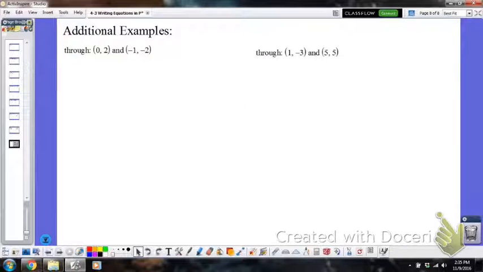Here are a couple more problems to help us get better with this. So what I want you to do, I want you to try this by yourself. So pause the video, give it a little try yourself. I want you to write it in point slope form first, then slope intercept. So pause the video and try this by yourselves.